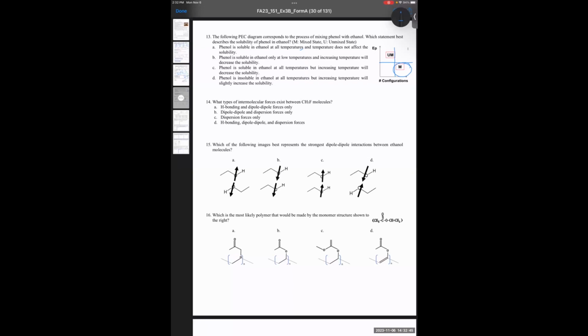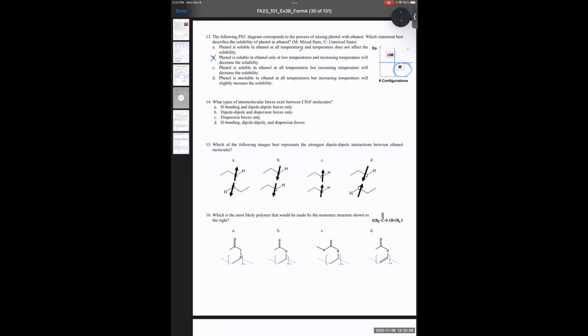I think that part I don't agree. Solubility should change with the temperature. So for that reason, I'm going to eliminate option A for now. Option B, phenol is soluble in ethanol only at low temperatures. That is not correct.